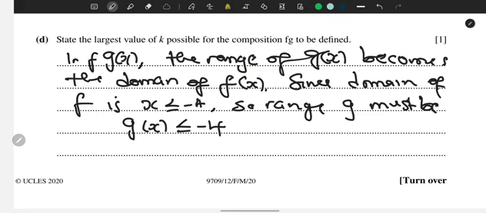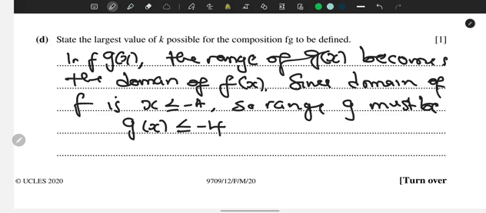Because it is obvious from fg of x, we are making substitution for g of x inside f. The output of g of x is what we are putting in f. That's the input of f, and the input of f is called the domain of f of x. Do you get that now? So for x less than or equals to minus 4, that is the domain. So the range of g must be g of x less than or equals to minus 4.